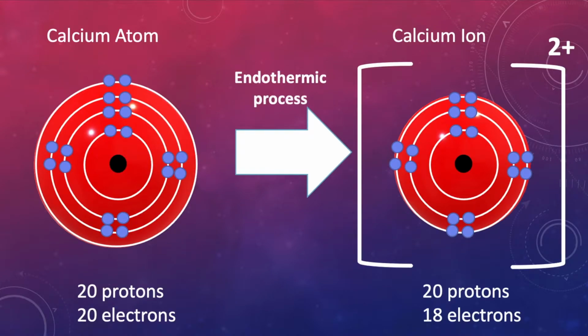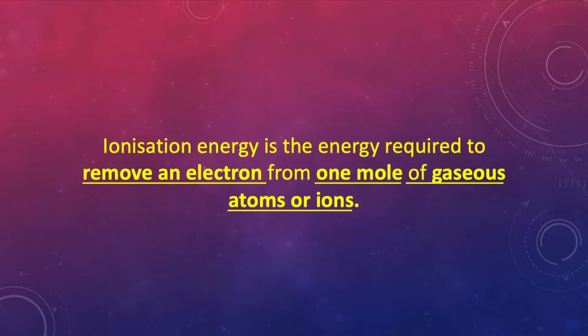And that's because we've lost those 2 negative electrons. Now that process is going to be endothermic. We've got to put energy in to take those negative electrons away from the attractive force of the positive nucleus. And we call that process an ionization energy. And in fact, there are 2 ionization energies involved for calcium atom becoming a calcium ion, and we'll look at those now.